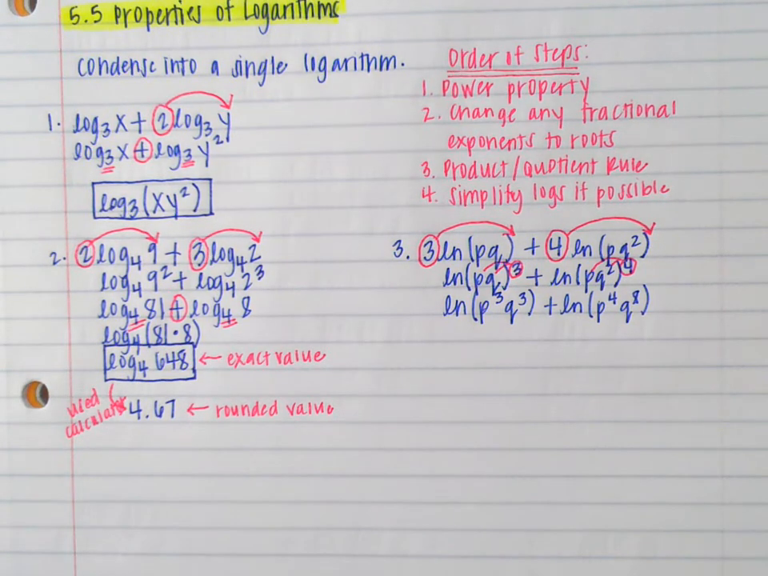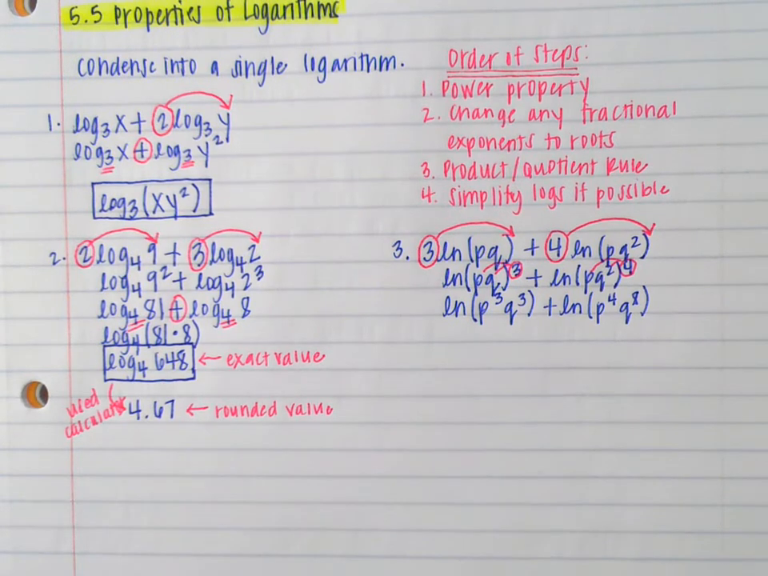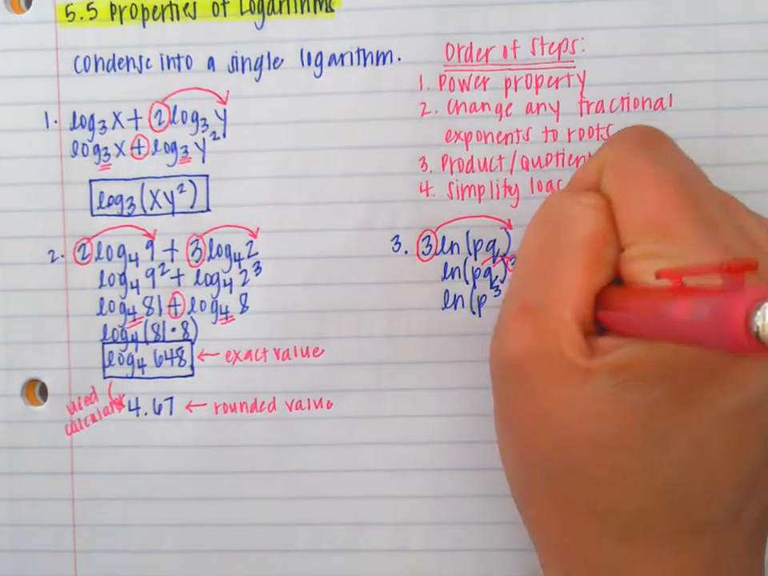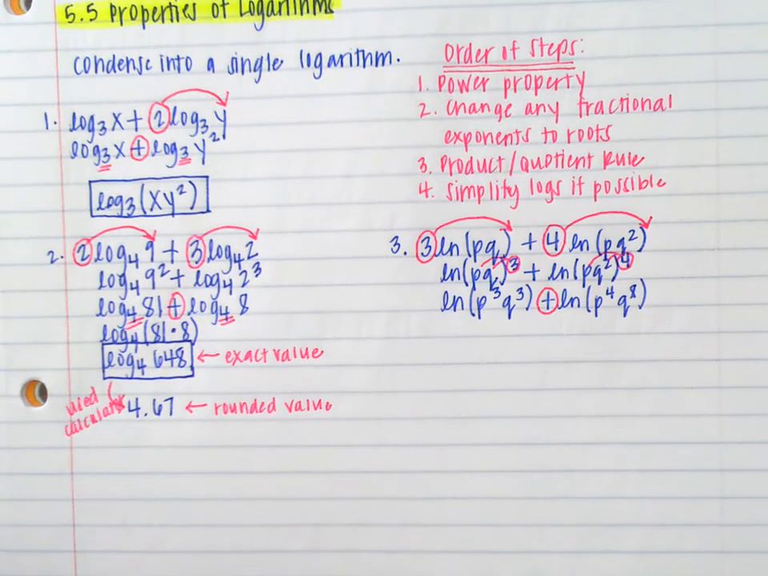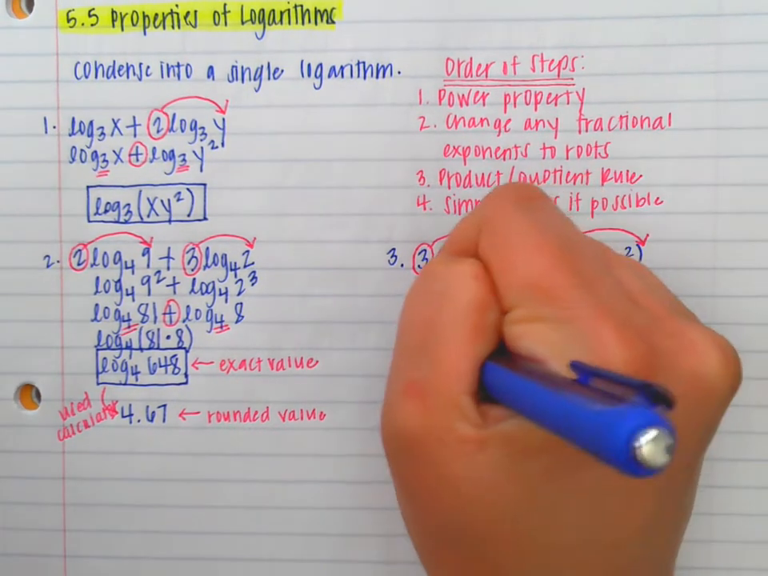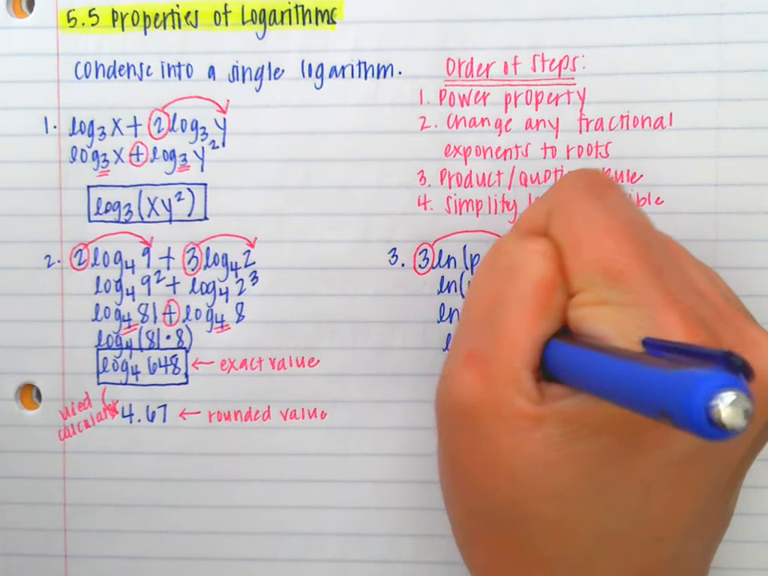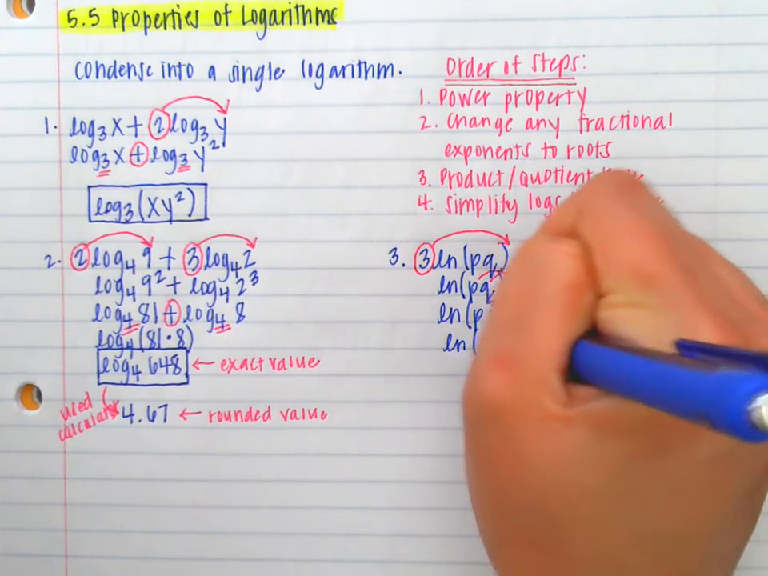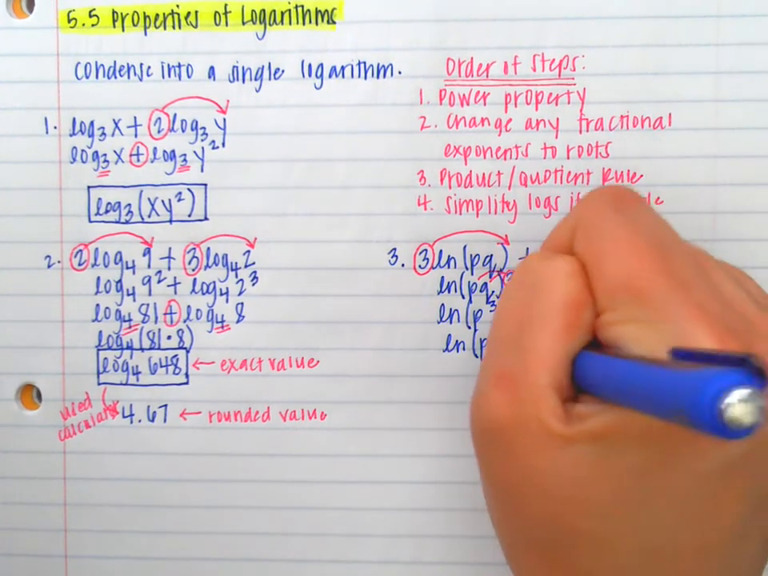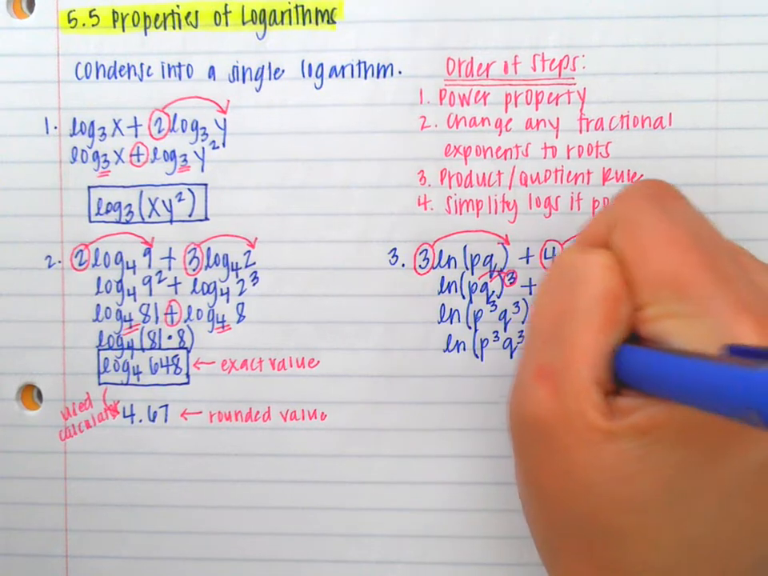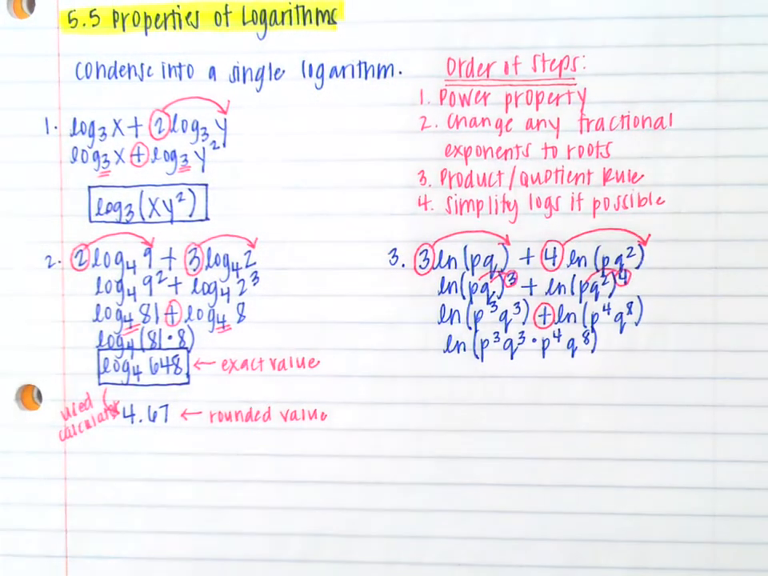Okay, so then what do you think our next step would be now? And if you're thinking use the product or quotient rule, you would be correct. So this is adding, so we're going to combine them using multiplication. So that would be ln of p cubed, q cubed, times p to the 4th, q to the 8th.